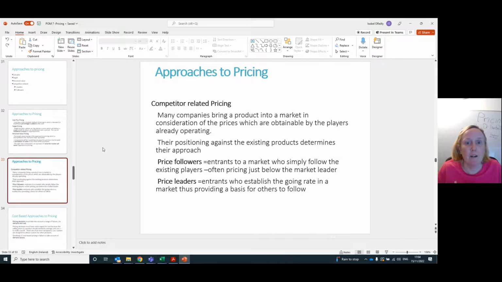This is where they can become price followers, entrants to a market who simply follow what everybody else is doing. So pricing just below the market leader or just below average, sometimes something of that nature, or picking dead average. Price leaders then are ones who establish the going rate. So Apple can be considered a price leader in the mobile phone market and always sets their own tune, and everybody else follows.